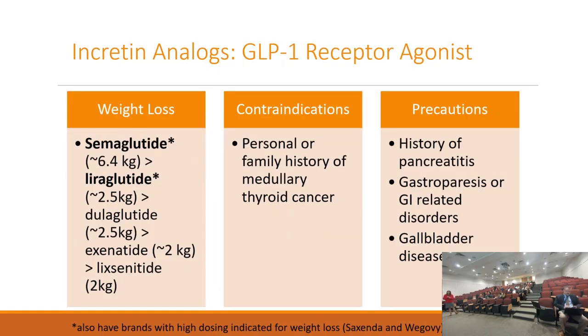Let's see. So, weight loss is generally considered a benefit with these. You get the most weight loss with semaglutide, but really all of them are associated with weight loss. The only true contraindication is this risk of thyroid cancer.